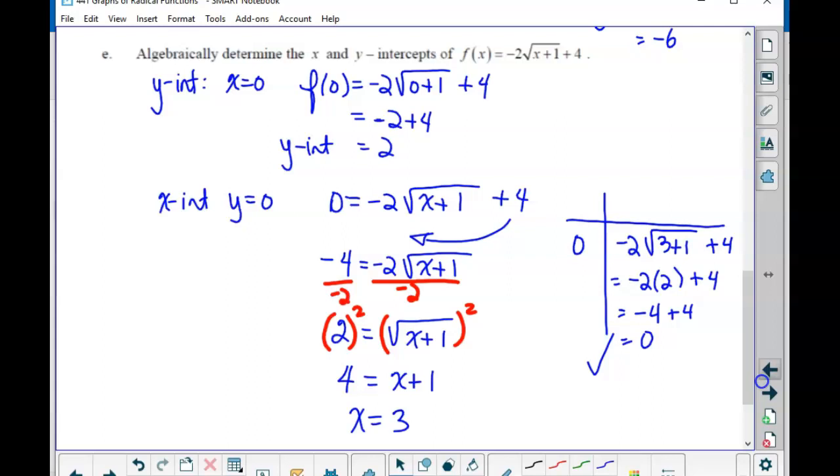There are some radical equations that will have extraneous solutions, not when it's just a radical function like this and you're finding x and y intercepts. Not usually anyway. Okay, so that's the end of that lesson.